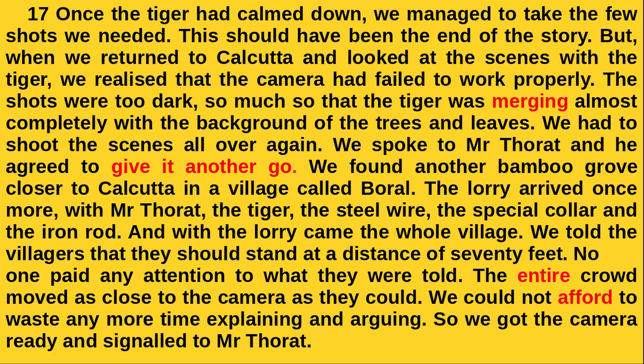We told the villagers that they should stand at a distance of 70 feet. They had to keep a minimum distance of 70 feet, but no one listened, and the whole crowd moved as close to the camera as they could. But they did not have enough time to waste explaining and arguing with them. So they made the camera ready and asked Thorat to let the tiger out.